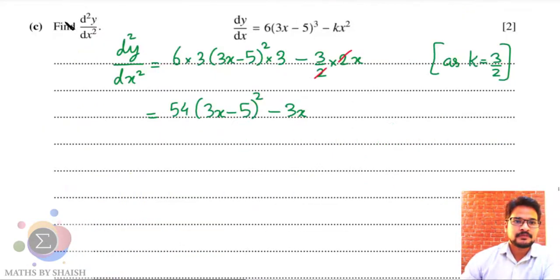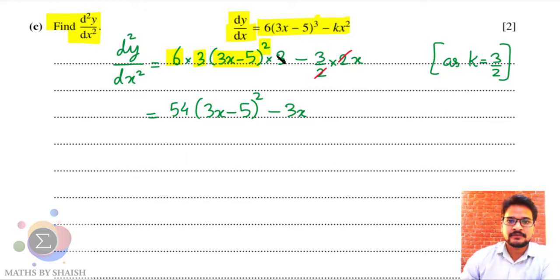Now the c part: find d2y over dx square. So I copied dy over dx here. So d2y over dx square means we are going to differentiate it again. So 6 as it is, the power 3 comes down, and the power of 3x minus 5 is reduced, that is 2, and then we multiply by the differentiation of this, that is 3, chain rule, and minus 3 by 2 was the k value, and then x square differentiation is 2x.